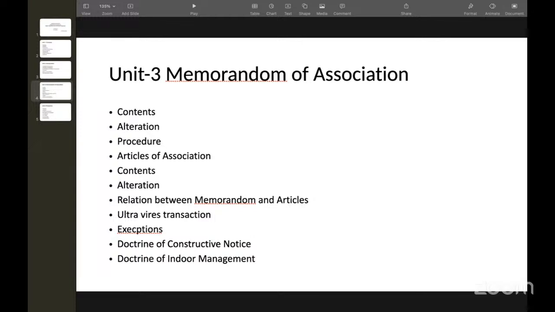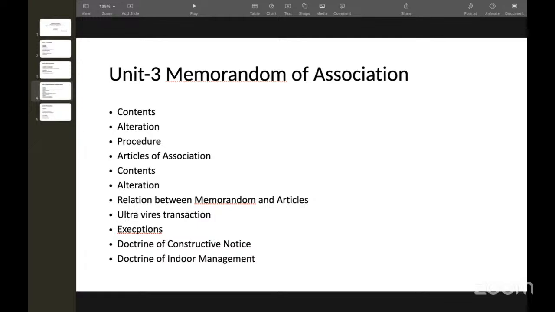Detailed contents of the MOA. First one is name clause. This clause specifies the legal name of the company. For example, a private limited company must end with private limited, while a public company uses limited. Restrictions are the name should not be identical to an existing company's name and should not include prohibited words like government or national unless special permission is obtained.